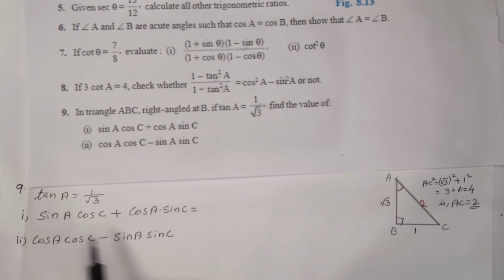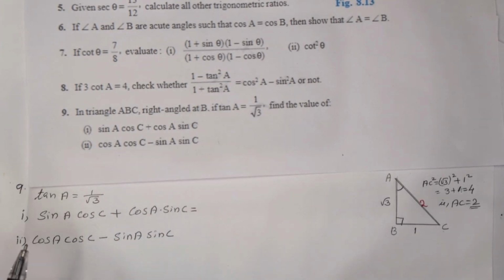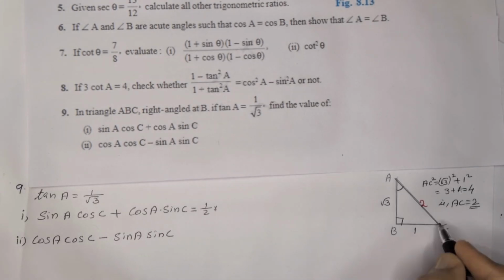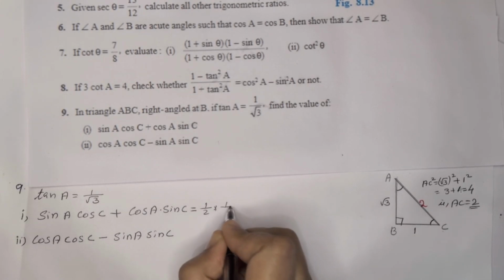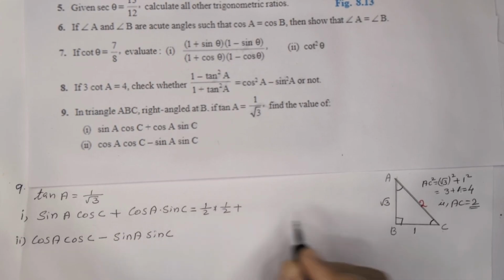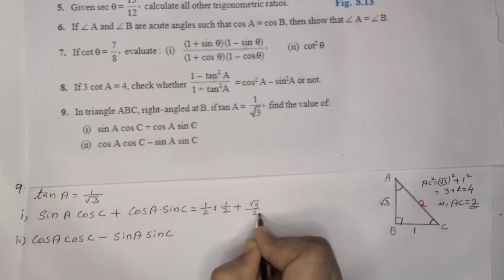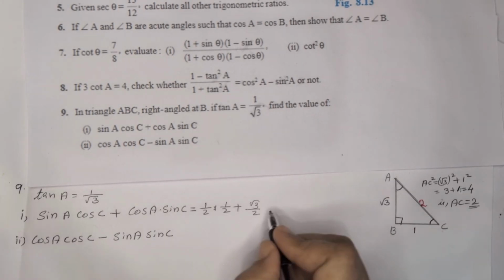Then we can write the ratio according to the question. First one, sin A cos C plus cos A sin C. For that, sin A means opposite by hypotenuse, 1 by 2, into cos C based on this angle C. Cos means adjacent by hypotenuse, 1 by 2, plus cos A. Cos means adjacent by hypotenuse, root 3 by 2. Then sin C based on angle C. Sin C means opposite by hypotenuse, root 3 by 2.